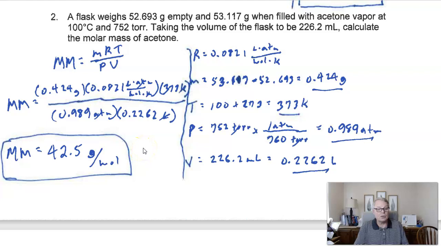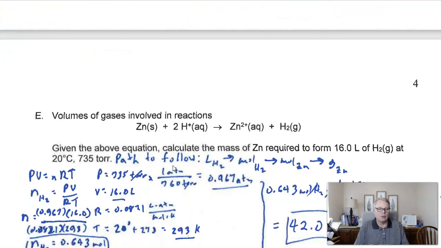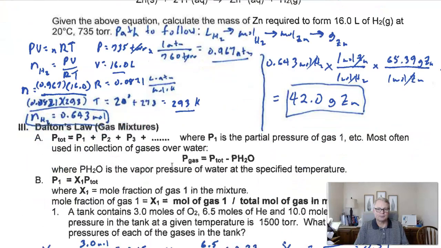All right, and those are two equations that you can use that are similar to the ideal gas law, or derived from the ideal gas law, actually. Okay, well, let's move on.